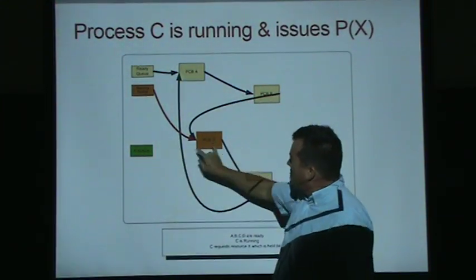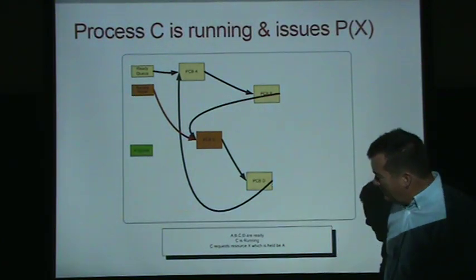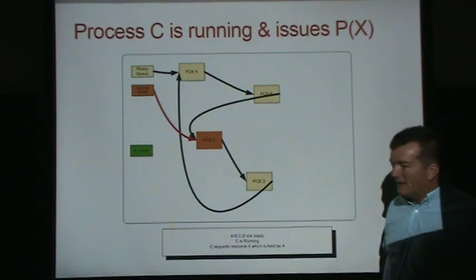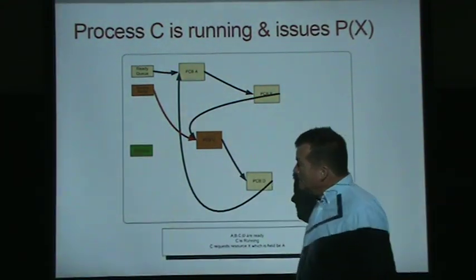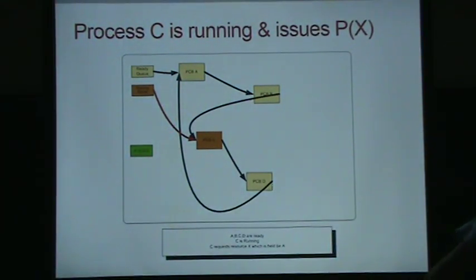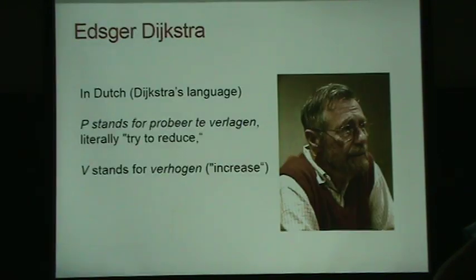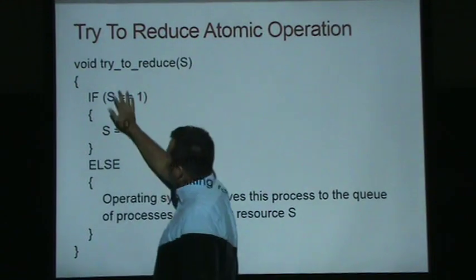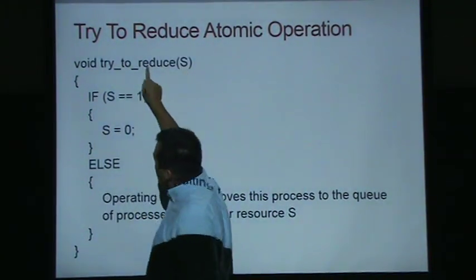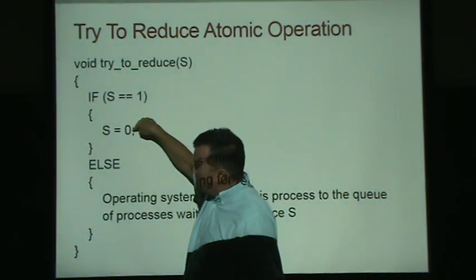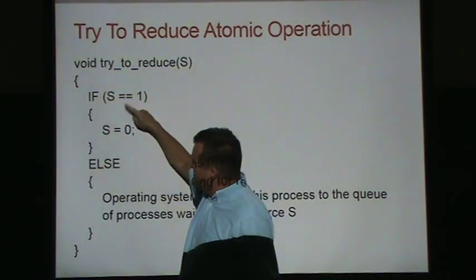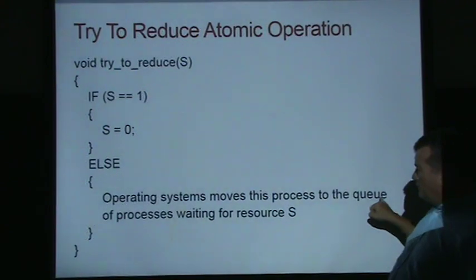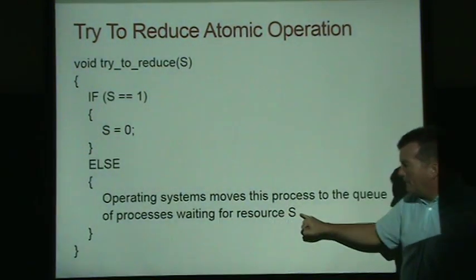Now B has run, now C has run. So in this example, C requests resource X, which is currently held by process A. So, let me go back, I'm sorry. So this code is now the P function. P says if the resource is available, let's take it and proceed. If it's not available, the operating system moves this process to the queue of processes waiting for the resource.